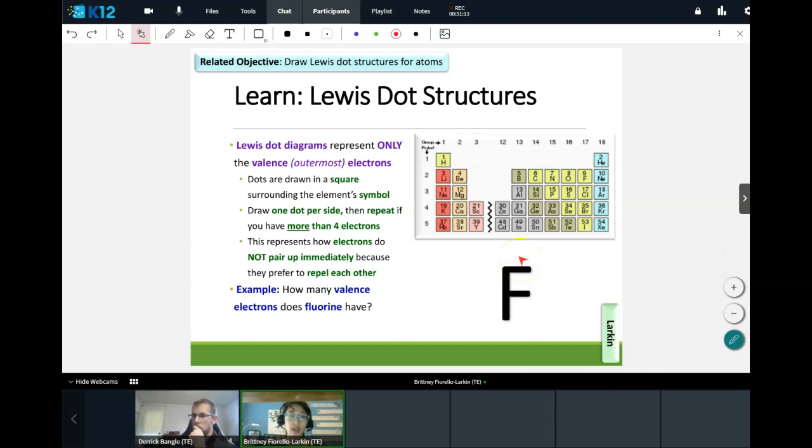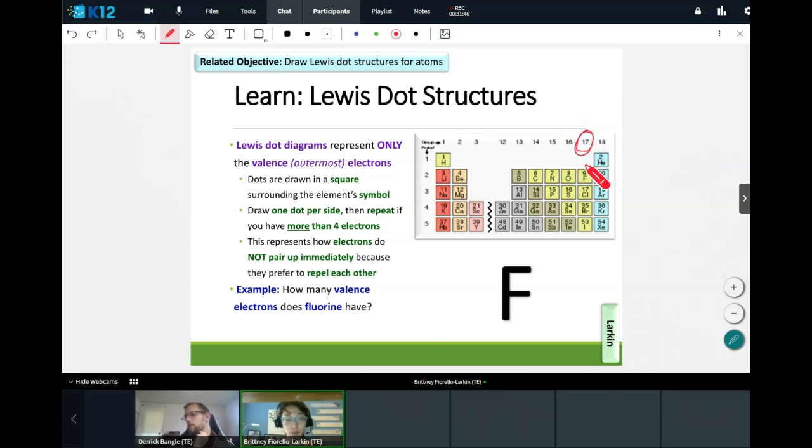The reason why we have to do one per side and make sure there's at least one electron per side before we pair them up is because electrons in real life do not pair up immediately. Because electrons have like charges, they're both negatively charged, and we know that while opposites attract, likes repel. So like electrons are going to try to push each other away in order to fill up each of the four sides first before they're forced to pair up. All right, so that probably doesn't mean a lot to you. Let's go ahead and just do it because that'll make more sense. So fluorine is in group 17.